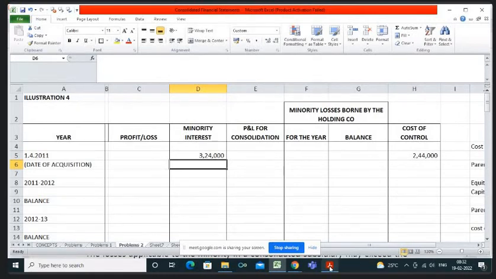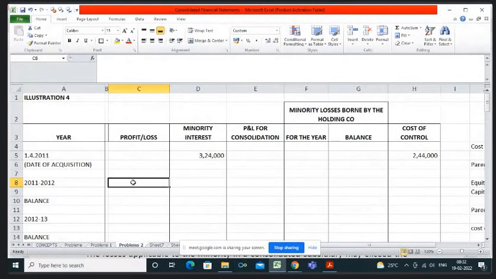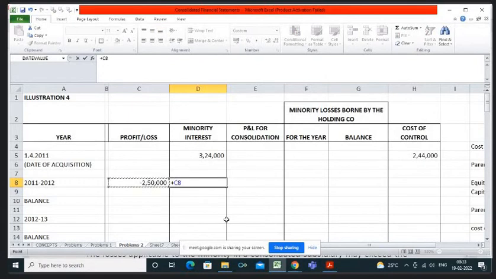So now we'll move on to the first year. First year, what happened? There is a loss. How much is the loss? The loss is 2,50,000. So in the first year itself, there is a loss. What should we do with the 2,50,000? It has to be apportioned between the minority interest and the majority interest. So minorities have a share of 30%. So this loss of 75,000 belongs to the minority shareholder.